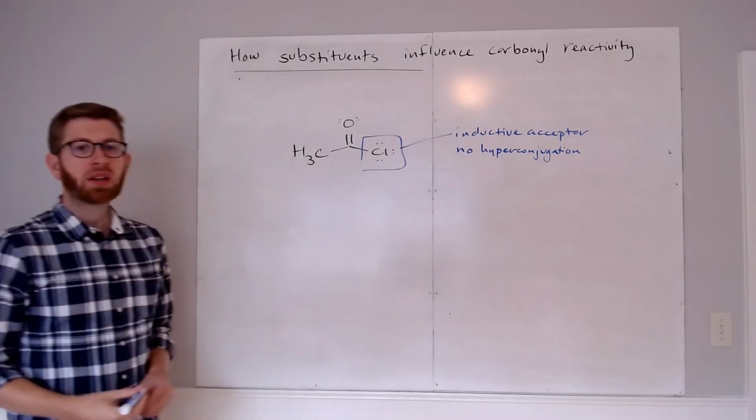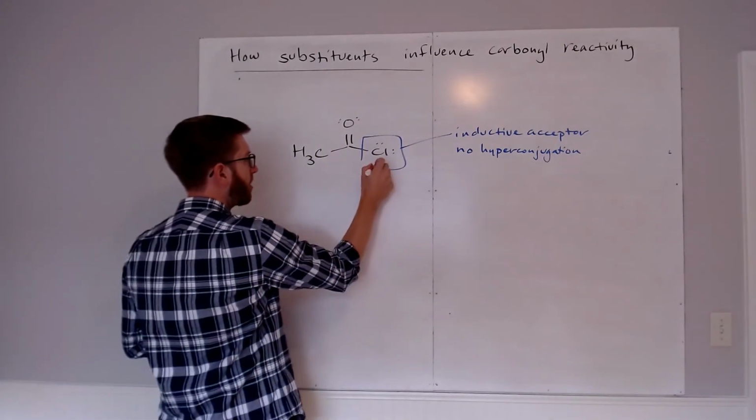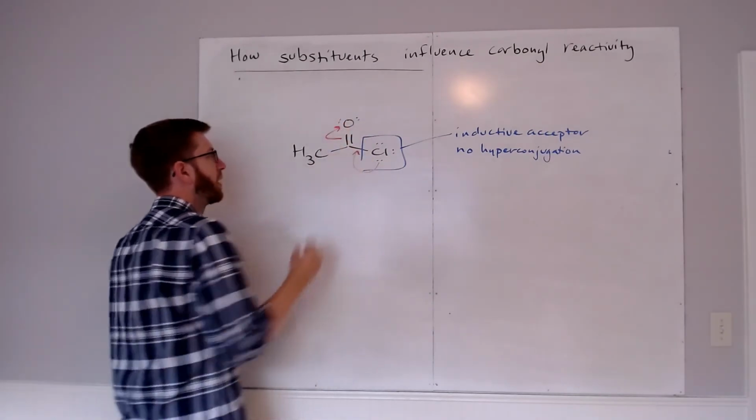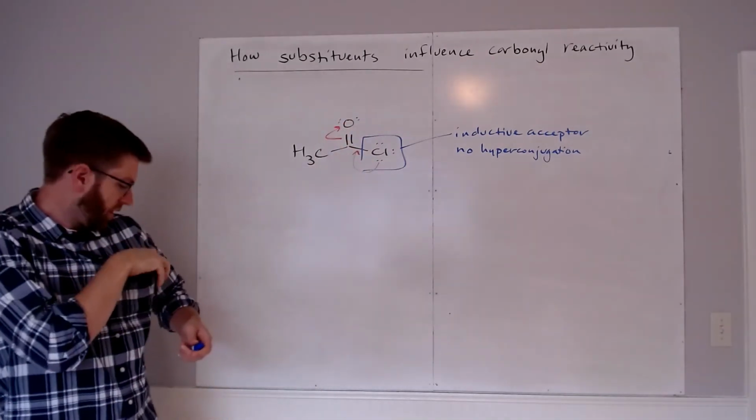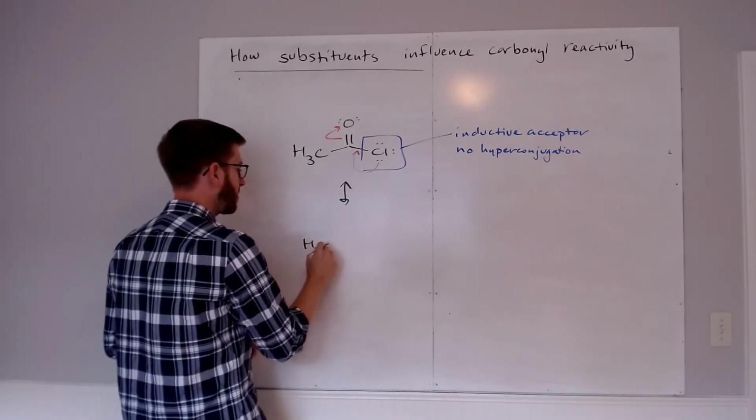And then finally, we can assess resonance effects. It looks to me like the chlorine has a lone pair. So, well, I guess the chlorine is a resonance donor, right? Draw my resonance structure for completeness sake.